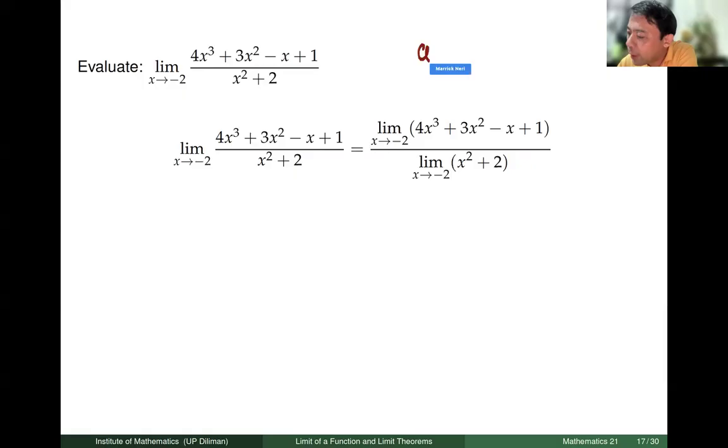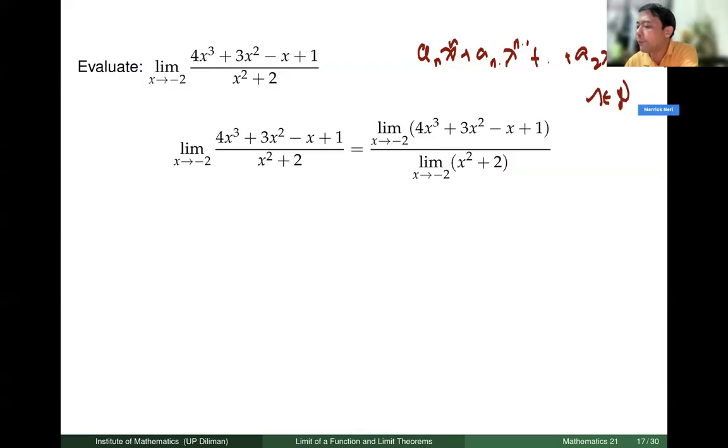They are of the form a n x n plus a n minus 1, x n minus 1, plus and so on, plus a sub 2 x squared plus a sub 1 x plus a sub 0. Okay, so where n is a natural number. So yan yung mga polynomials. So the numerator is taking the limit of the polynomial. The denominator is a polynomial also. So easily, you just replace the x by negative 2 cubed, negative 2.